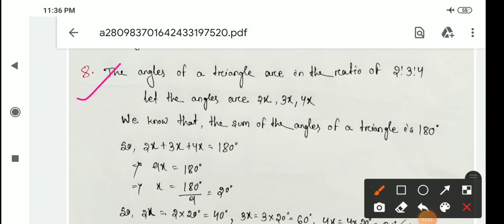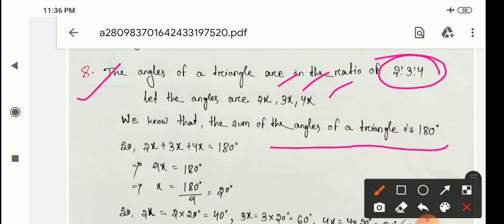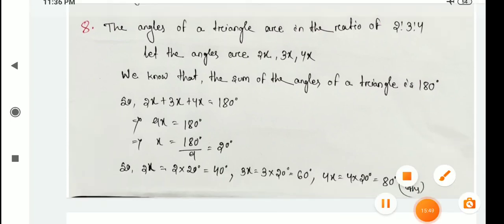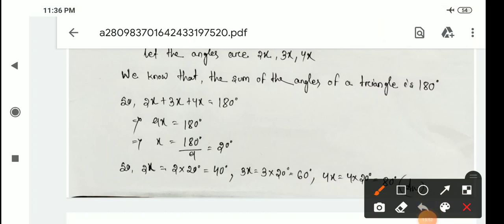The angles of a triangle are in the ratio of 2:3:4. Let the angles be 2x, 3x and 4x. We know that, children, the sum of the angles of the triangle is 180 degrees. So 2x plus 3x plus 4x equal to 180 degrees and we get x equal to 20 degrees. Then we have to find out the angles, means 2x how much, 3x how much, 4x how much. So 2x is 40 degrees, 3x is 60 degrees and 4x is 80 degrees. We get our answers and we get our angles.